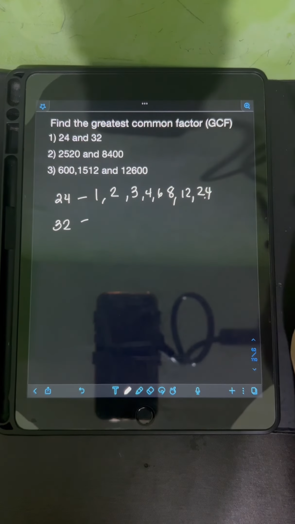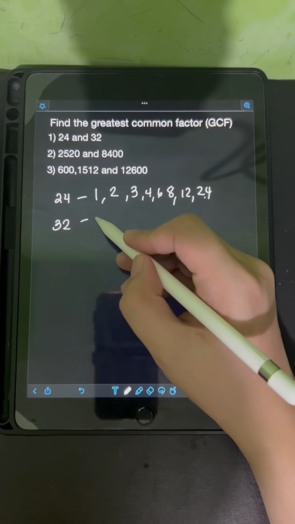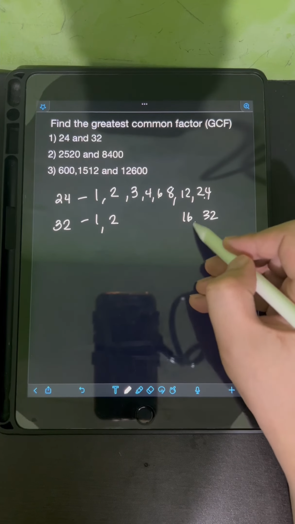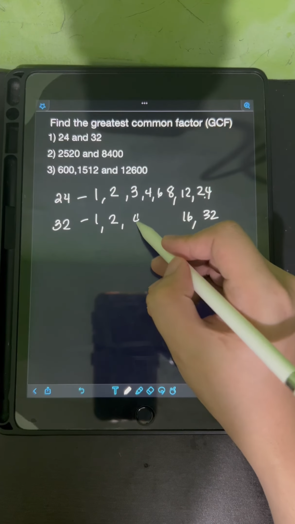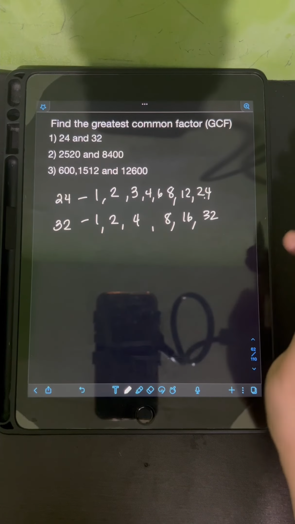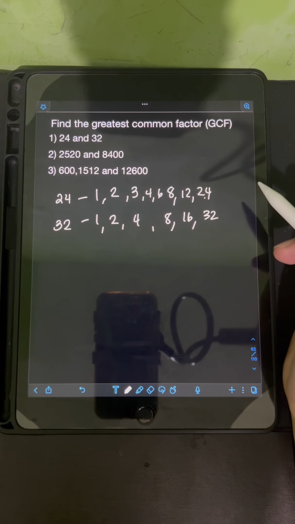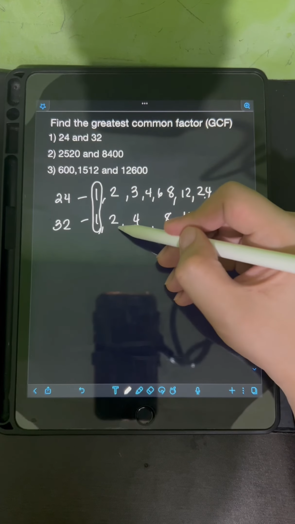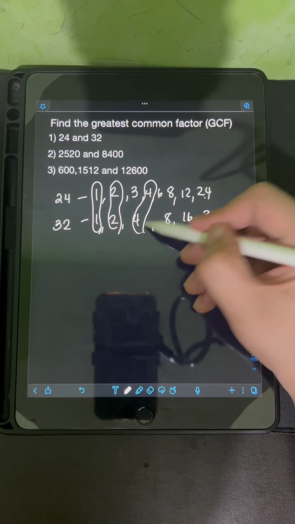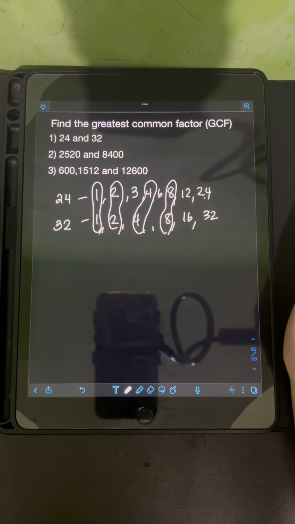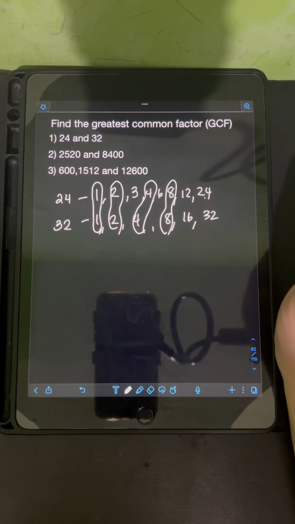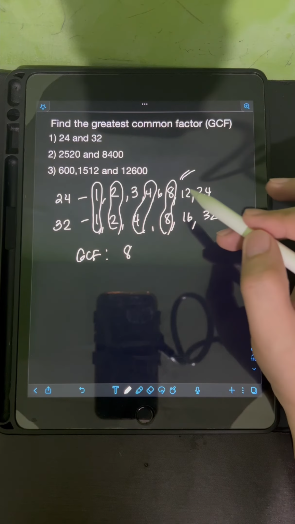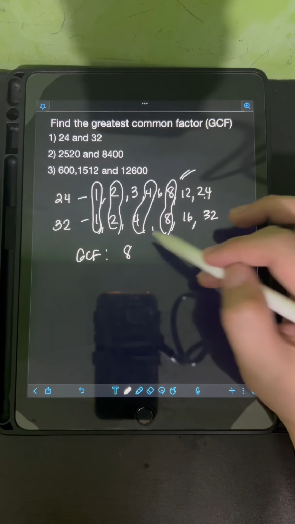And then for 32, let's list down its factors. We can have 1 and 32. We can also have 2 and 16. What else? 4 and 8. So there's no more. From this list of factors, let's check all the common factors. We have 1, 2, 4, and 8 as the common factors. But since we're finding the greatest common factor, let's choose 8 as the GCF, since it's the greatest among 1, 2, 4, and 8. Okay?